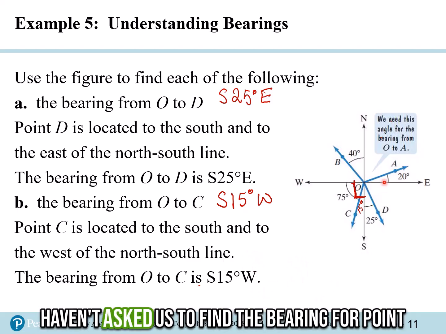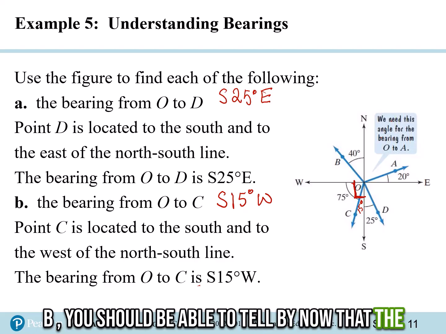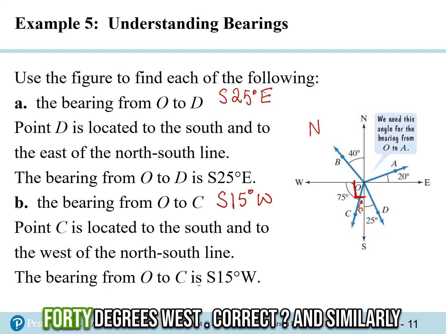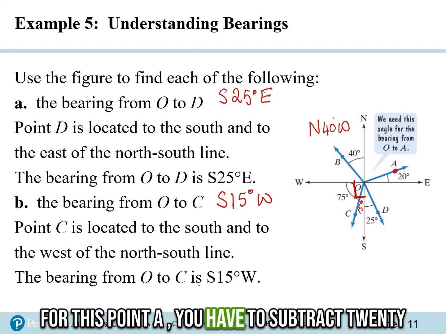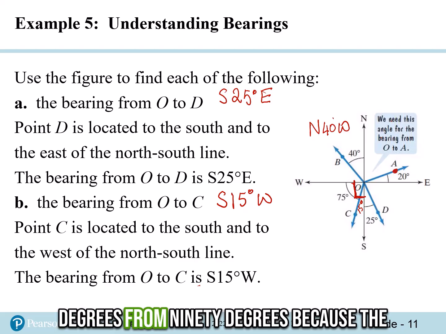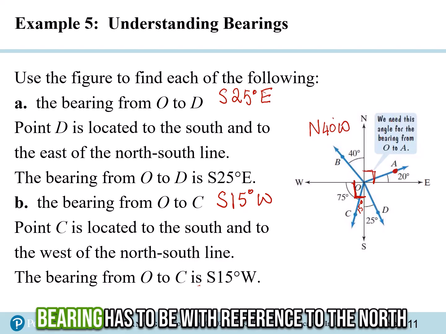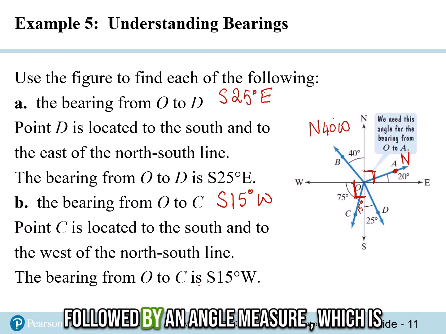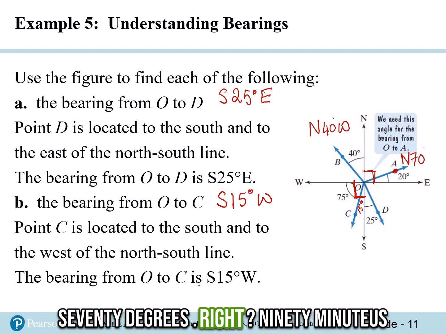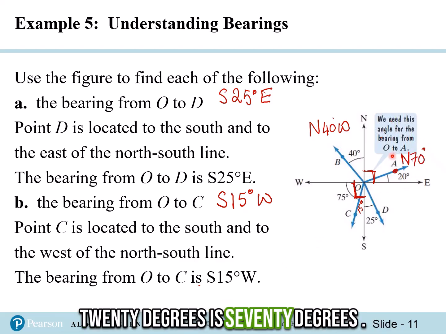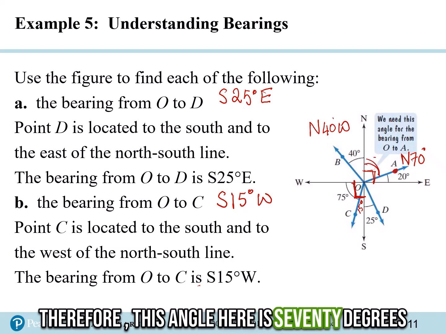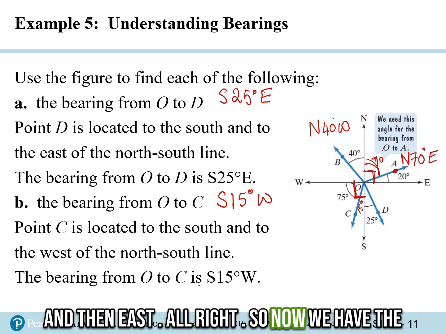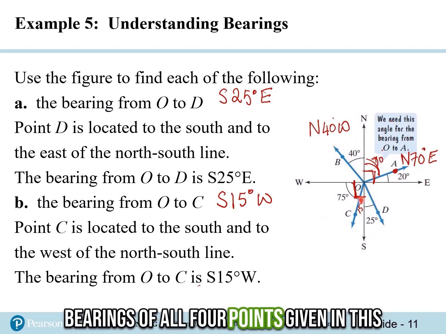Now, even though they haven't asked us to find the bearing for point B, you should be able to tell by now that the bearing for point B is north 40 degrees west, correct? And similarly for this point A, you have to subtract 20 degrees from 90 degrees because the bearing has to be with reference to the north side. Therefore, this is going to be north followed by an angle measure which is 70 degrees, right? 90 minus 20 degrees is 70 degrees. Therefore, this angle here is 70 degrees and then east. All right, so now we have the bearings of all 4 points given in this picture.